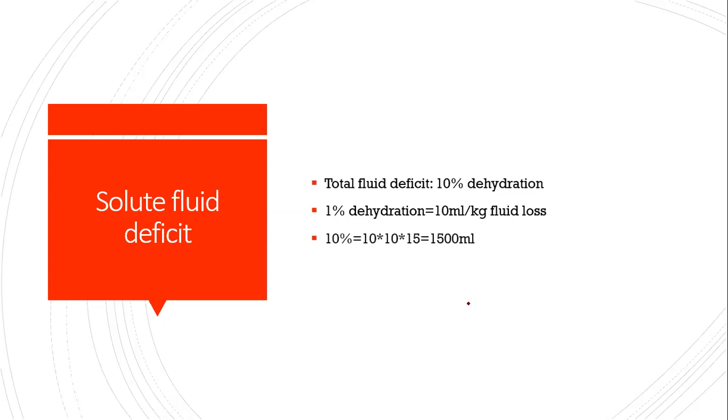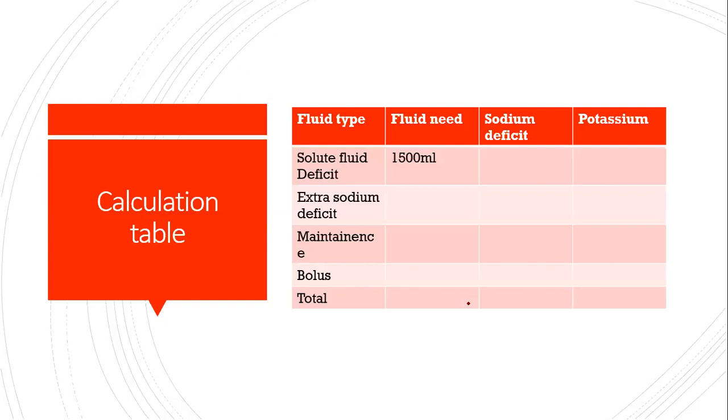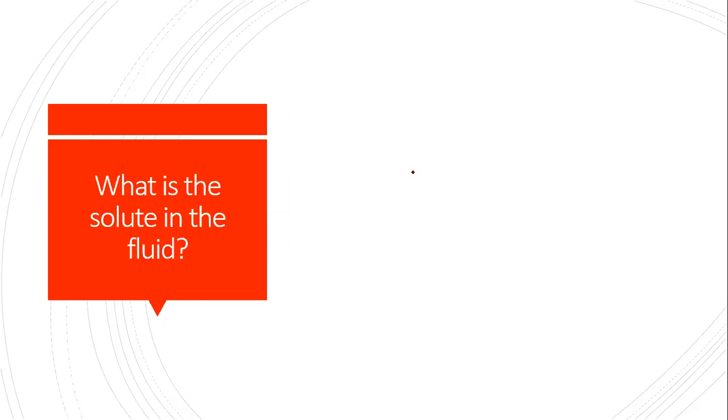So if it is 10% dehydration, it will be 10 into 10 into 15, which is the weight, which will be equal to 1500 ml. So shall we enter it in our table? Yes. So among the solute fluid deficit, the fluid part is 1500 ml. What is the sodium and potassium deficit now?